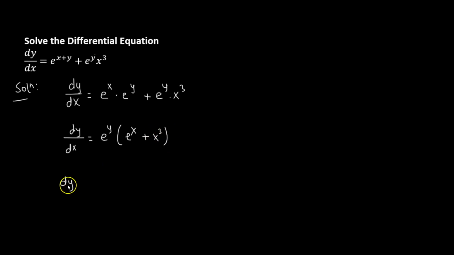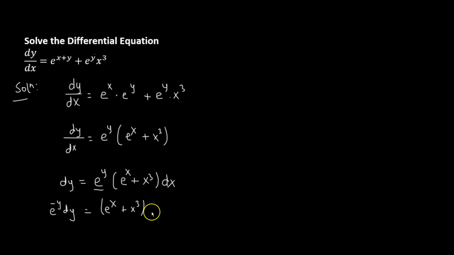So now multiplying both sides with dx, that means separating the differentials, we have dy is equals to e raised to the power of y times e raised to the power of x plus x cubed dx. Now we want to take this e raised to the power of y to the left hand side, so we'll multiply both sides with e raised to the power of negative y. So that will be equals to e raised to the power of x plus x cubed dx. Now we see that the coefficient of dx is purely a function of x and the coefficient of dy is purely a function of y. So that means now we can integrate both sides.